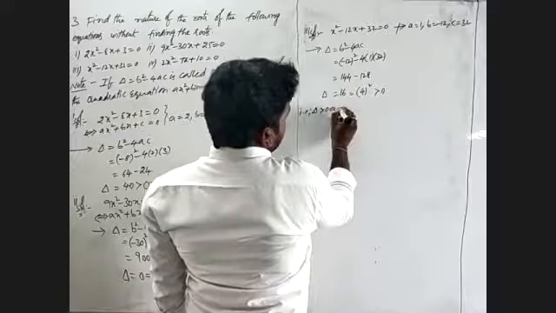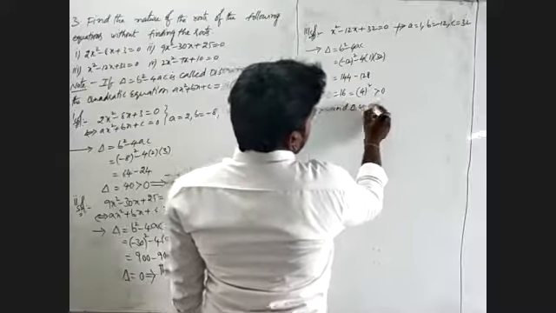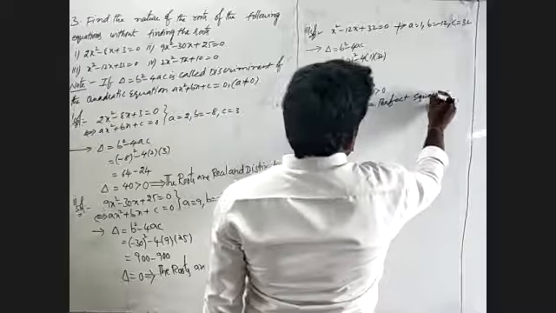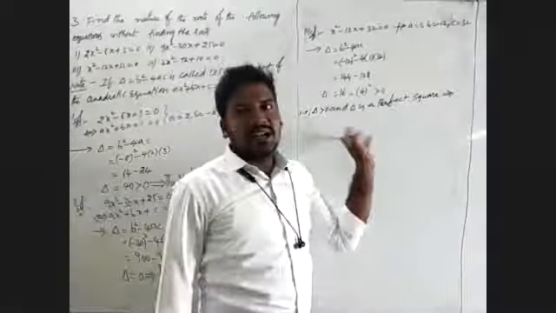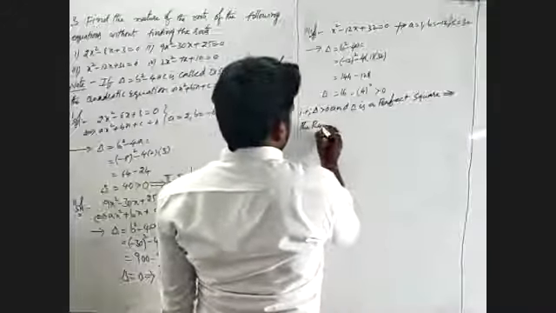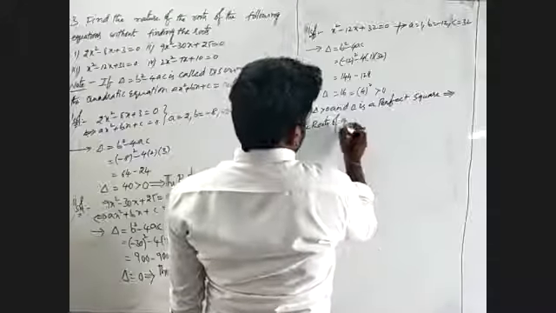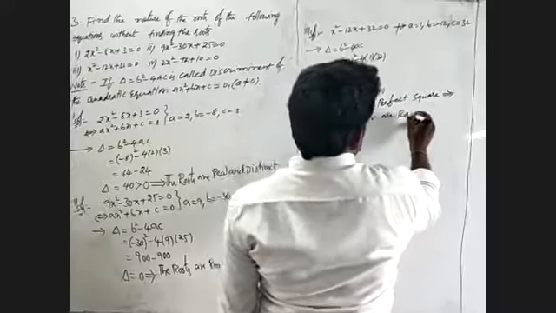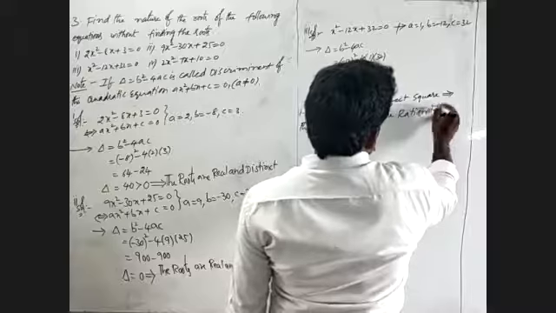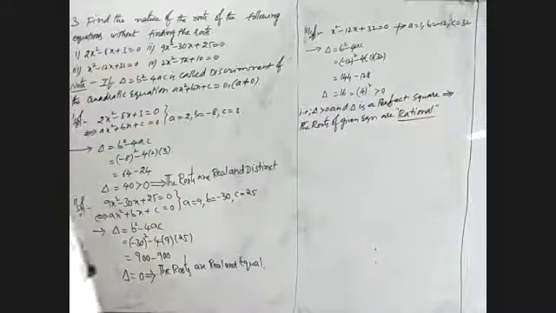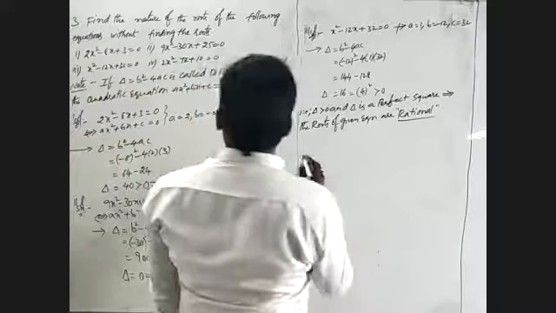Delta is greater than 0 and delta is a perfect square. If delta is greater than 0 and delta is a perfect square, then the roots of the given equation are rational roots.